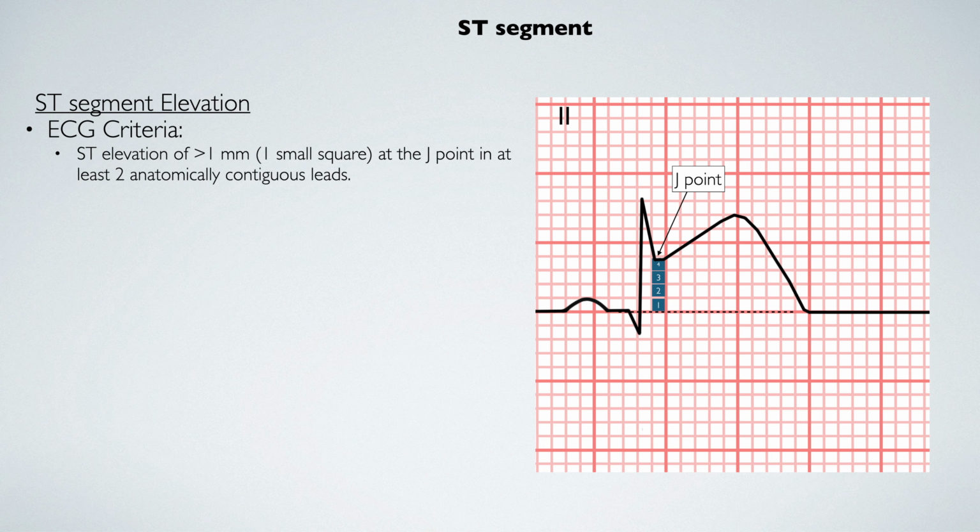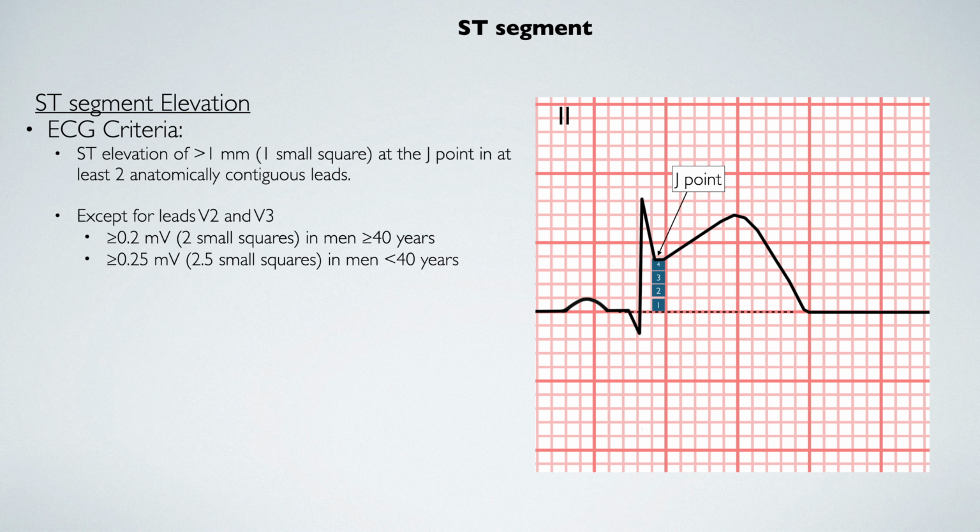It's important to note that this 1 small square of elevation applies to all leads apart from V2 and V3 where higher values are required. In leads V2 and V3, for males over the age of 40, the J point should be 2 small squares above the baseline. In males less than 40, it should be 2.5 small squares above the baseline, and in women it should be 1.5 small squares above the baseline.